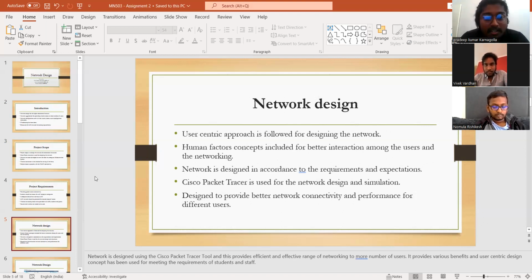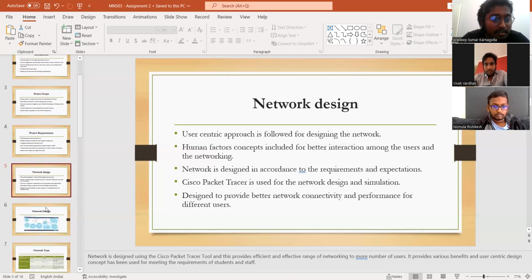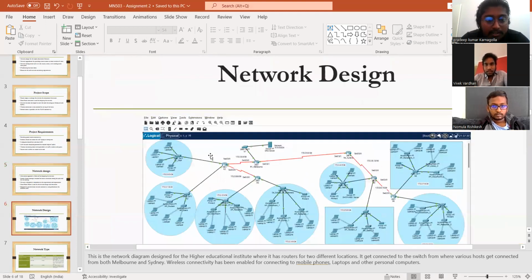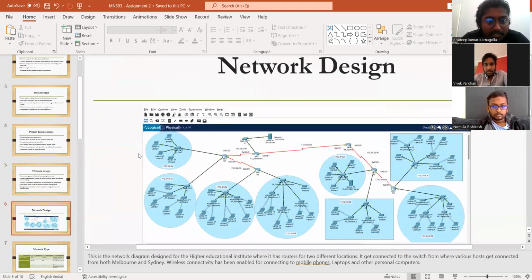A user-centric approach is followed in designing the network. The human factor concept includes better interaction among the users and the networking. The Cisco Packet Tracer is for the networking design and the simulation. And here is the network design using Cisco Packet Tracer simulation.